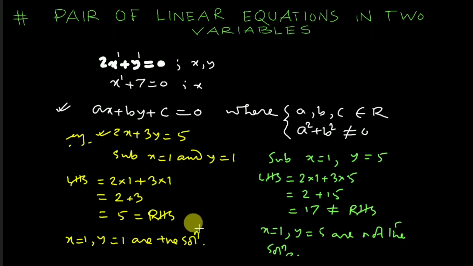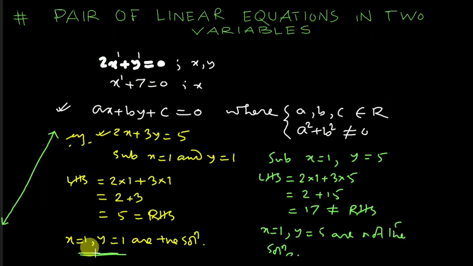Geometrically, what does this mean? It means that the point (1, 1) lies on the line. If I draw a line for this equation, 2x + 3y = 5, an arbitrary line, say this is the arbitrary line. I don't know what type of line it will be, whether it will cut the x-axis or y-axis. We don't know. This is just drawn arbitrarily.